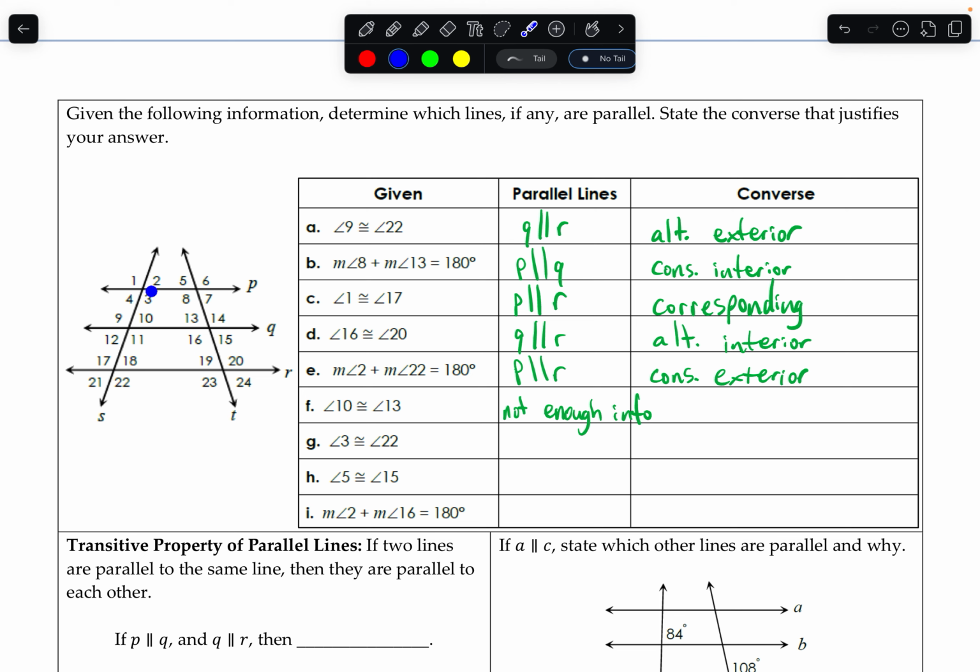3, which is up here, and 22, which is down here. Now, if I look at P and R, these are both down and to the right of their respective intersections, which means that these are corresponding angles. So are they congruent? Yes, they are. Which means that P is parallel to R because of the corresponding angles converse.